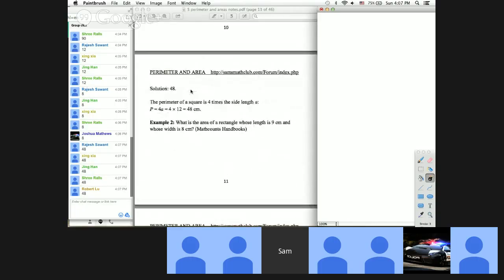Example number 2. The area of a rectangle. What is the area of a rectangle whose length is 9 and width is 8?